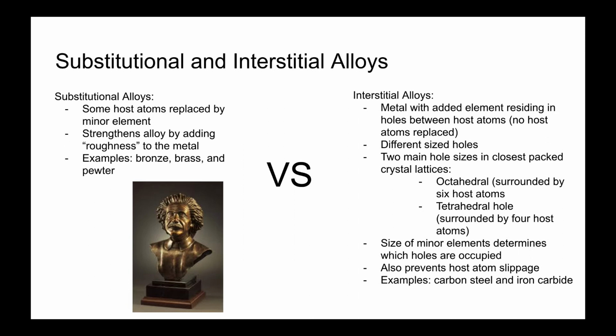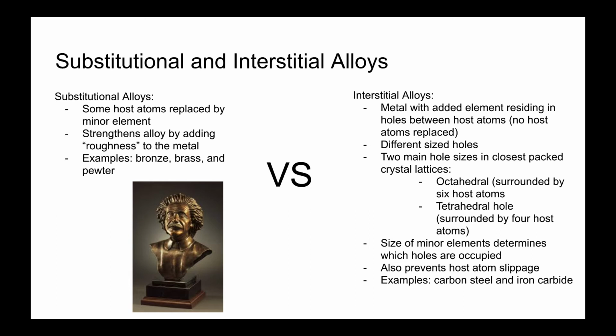And there are two main hole sizes in the closest packed crystal lattices. The first type of hole is the octahedral holes, which are larger and are surrounded by 6 host atoms, and then you also have tetrahedral holes, which are smaller and are surrounded by 4 host atoms.